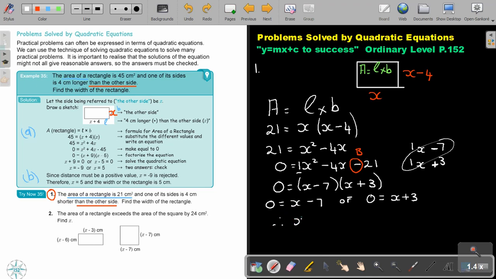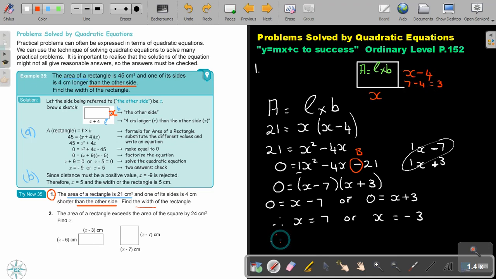So therefore, x is 7, or x is negative 3. And now you can say, just like that, they ask you the width. So what will be the width? The width in this case will be x minus 4. You can even substitute it first here. So this is 7 minus 4, which is 3.